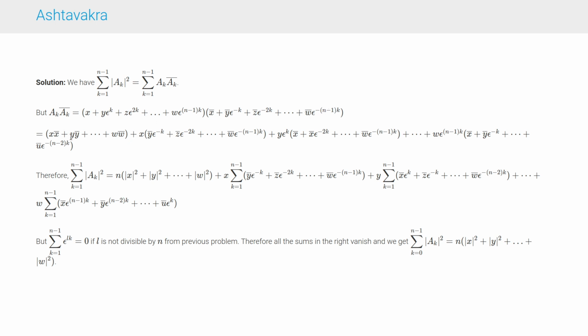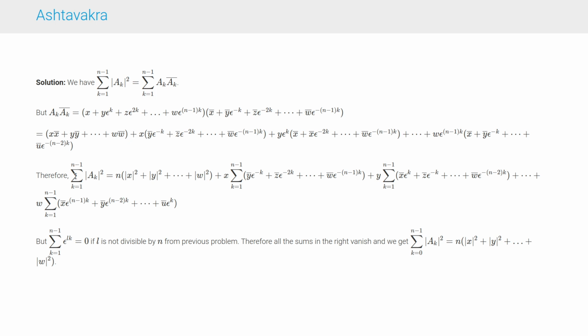which is equal to xx bar plus yy bar and so on up to ww bar plus x into y bar epsilon to the power minus k plus z bar epsilon to the power minus 2k plus w bar epsilon to the power minus n minus 1 k plus y epsilon to the power k into x bar plus z bar epsilon to the power minus 2k plus so on up to w bar epsilon to the power minus n minus 1 into k, and so on up to w epsilon to the power n minus 1 into k into x bar plus y bar epsilon to the power minus k and so on up to w epsilon to the power minus n minus 2 into k.